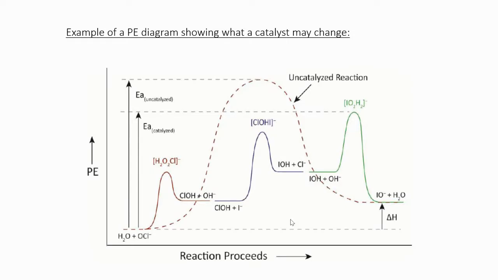Here's an example of a potential energy diagram showing what the catalyst may change. Again, you have the uncatalyzed route, the big one in the dashed line, and the catalyzed route making more steps, and you have different reaction intermediates as you go from reactants to products. But we can see the highest bump, the rate determining step, is never as high as the uncatalyzed reaction.